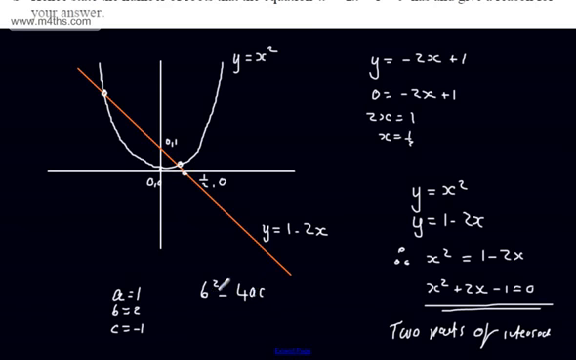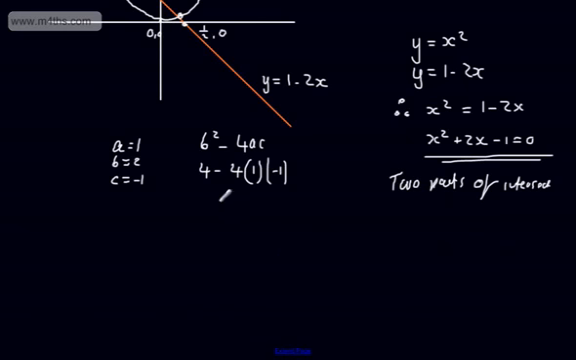If we consider now, we're going to get b squared. Well, that's going to be 4. And then we're going to get minus, and let's put this in, minus 4 times a, which is 1, times c, which is going to give us 0. So we end up with 4 plus 4, which is 8.